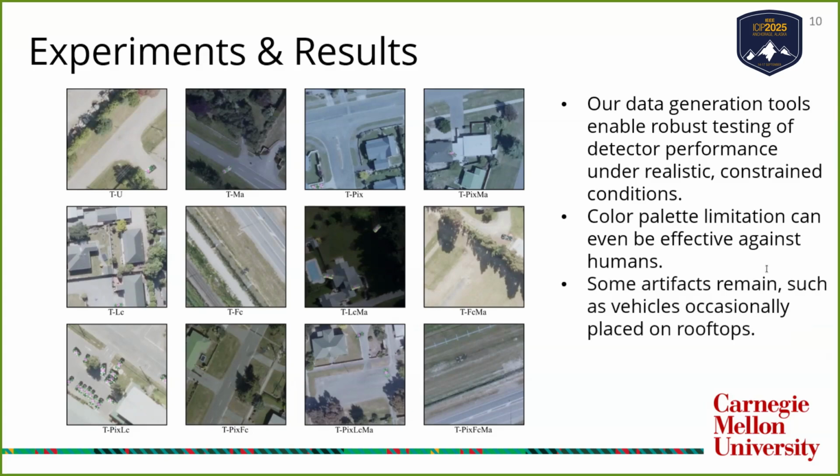That said, the pipeline has limitations. For instance, vehicle placement isn't always semantically accurate. In some cases, vehicles appear on rooftops. These artifacts are relatively infrequent but worth noting when using the data for training or evaluation.